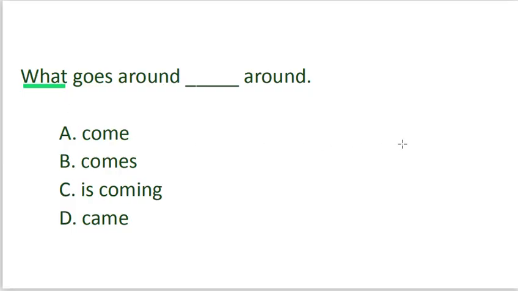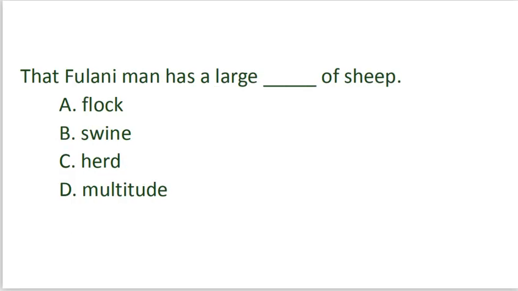Therefore, it needs a singular verb. According to the rule of Concord, singular subject requires singular verb. What goes around? Look at the verb goes. It is in singular present tense. That means our verb as well is going to be in the singular present tense. And what is the singular present tense in the options? It is option B, comes. What goes around comes around. Option B. Next question. That Fulani man has a large dash of sheep.